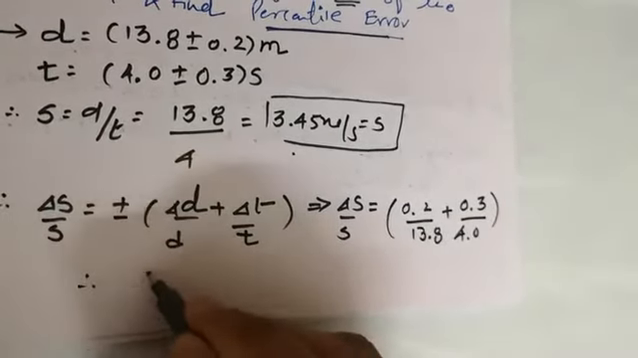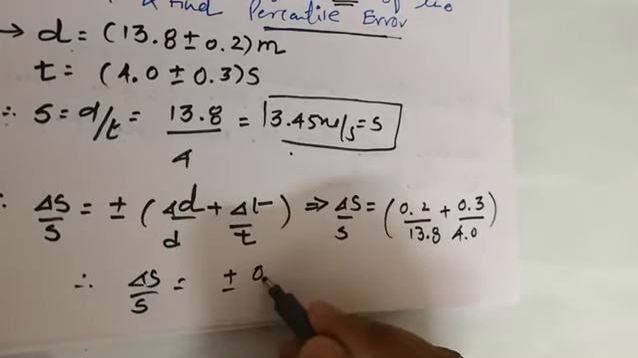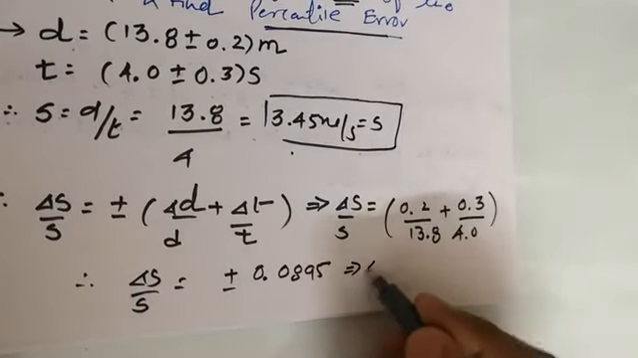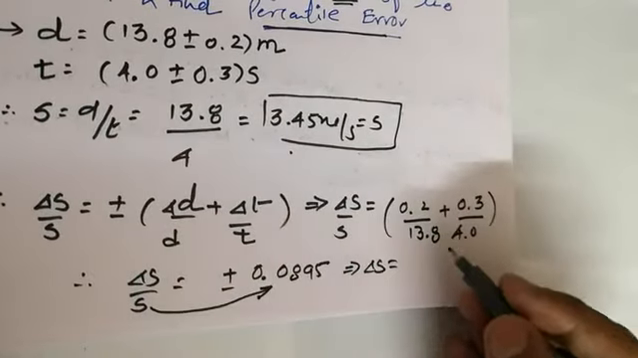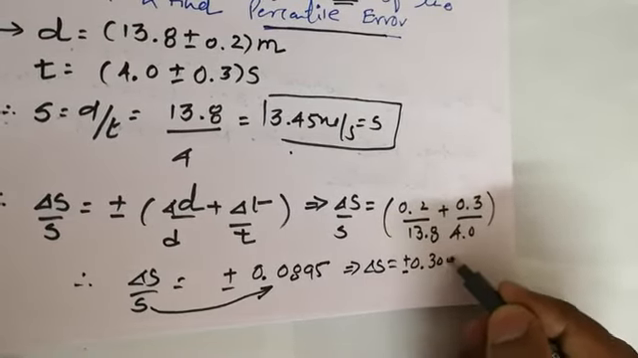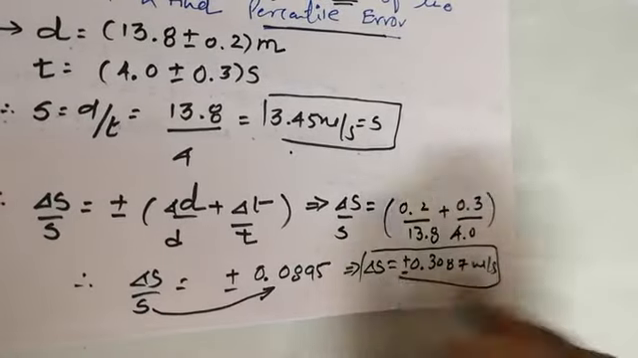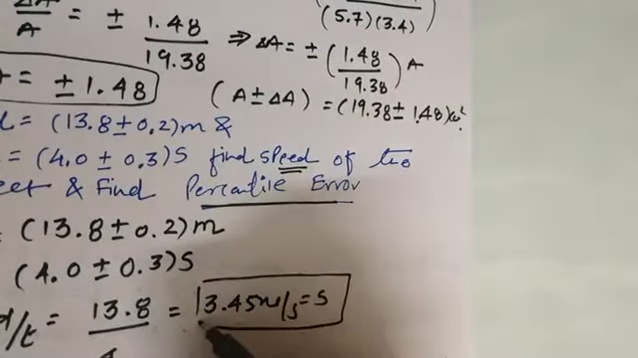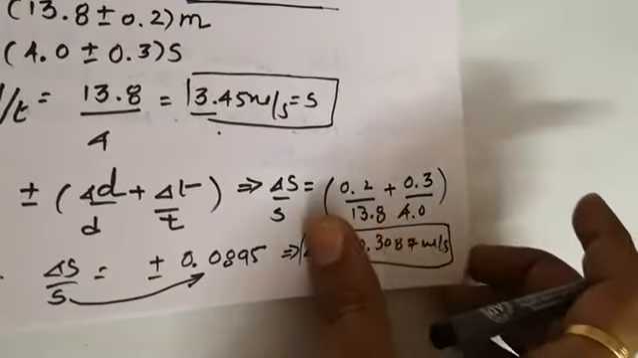After calculation I get delta S by S equals plus or minus 0.0895. I want to find delta S, so I am multiplying S with this value, which directly gives me delta S equals plus or minus 0.3087 meters per second. You can represent it like we showed previously for delta A by A. This is my S and this is my delta S, so you can arrange it in that form.